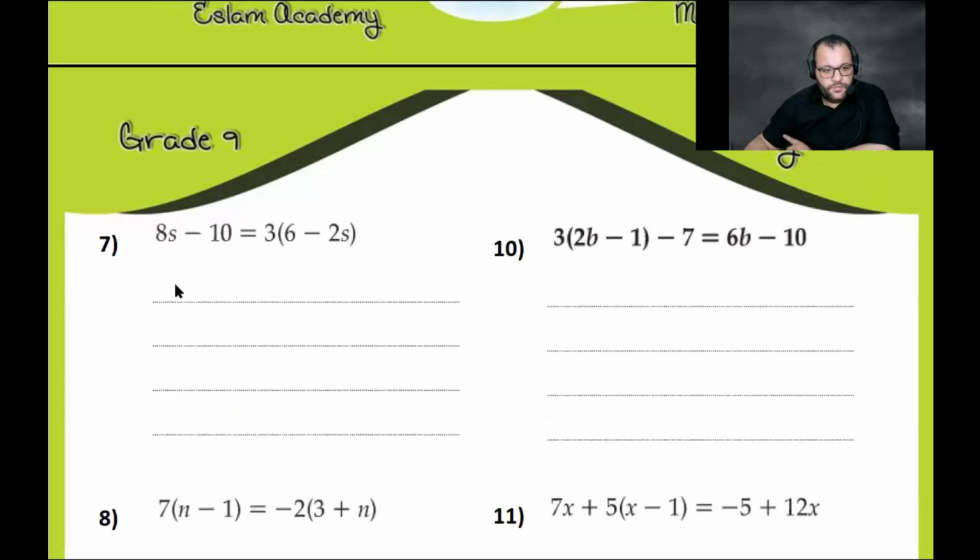Let's distribute the bracket. At first, we need to remove the brackets. So it will be 8s minus n equals 18 minus negative 6s. Success. Okay, Diego, can you continue?